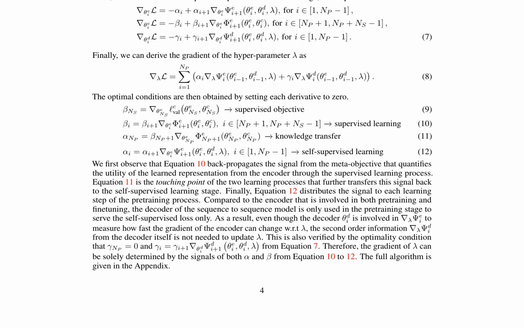The proposed approach effectively propagates the signal from the meta-objective to the self-supervised learning stage and ultimately updates the hyperparameter lambda using the signals from the encoder and decoder parameters. Notably, the decoder parameter is only used in the pre-training stage and is not needed to update lambda, as verified by the optimality conditions. This reformulation provides a novel perspective on the relationship between the supervised and self-supervised learning processes, offering a new understanding of the training procedure as a nested optimization problem.